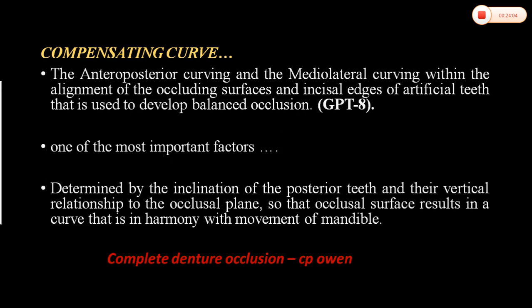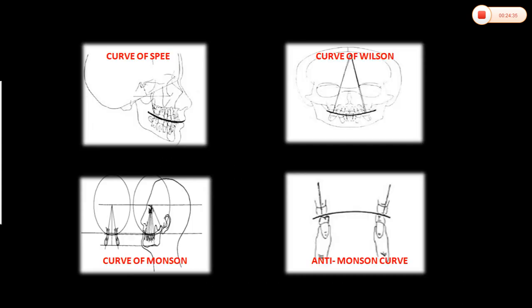So depending on the inclination of posterior teeth and their relationship to the occlusal plane, the occlusal surface results in a curve that is in harmony with the movement of the mandible. So the arrangement of teeth, the inclination of the teeth, the position of the teeth, depending on that, we create curves in the occlusal plane. These curves should be according to the mandibular movement. These depend on the compensating curves. We have a compensating curve.